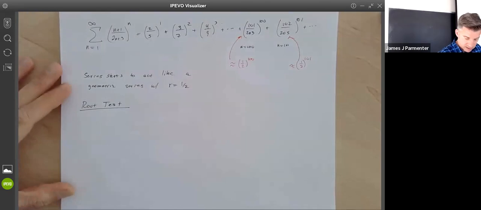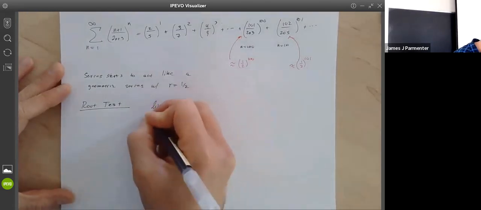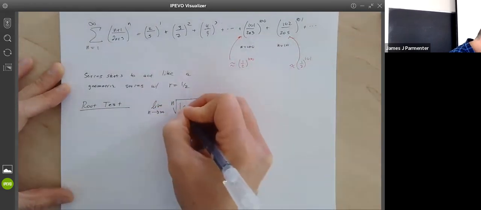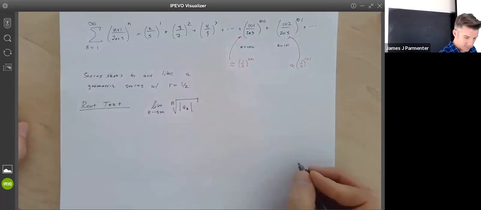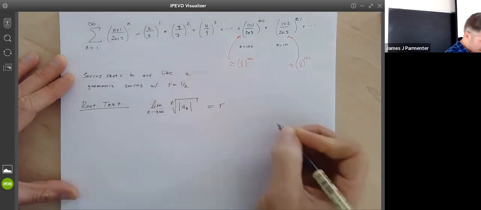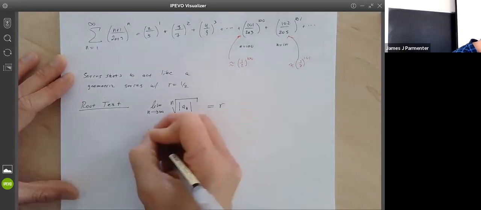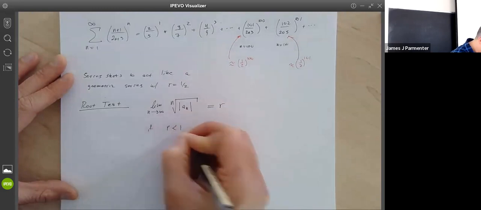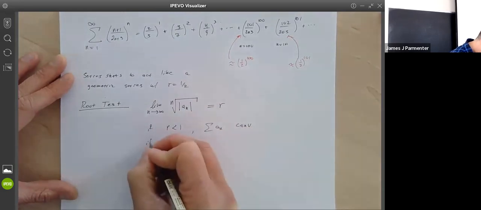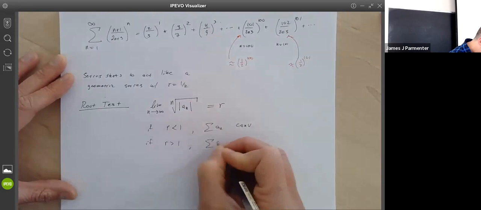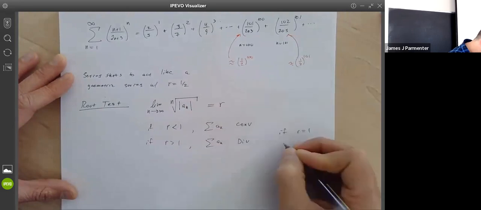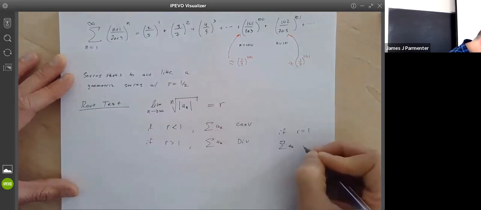So in this case, we look at the limit as n goes to infinity of the nth root of the absolute value of the nth term, which equals some ratio. If the ratio is less than 1, the series converges. If the ratio is larger than 1, the series diverges. And sadly, if the ratio is equal to 1, we don't know.